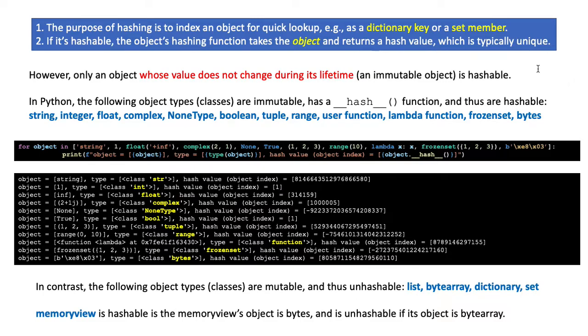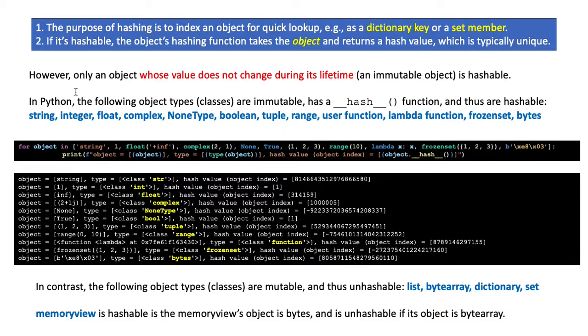The main purpose of hashing is to create an index for an object for quick lookup, for example, as a dictionary key or as a set member. If the object is hashable, the object's hashing function takes the object and returns a hash value, which is typically unique. However, only an object whose value does not change during its lifetime, we call it an immutable object, is hashable. This is because if an object's value changes, then the index cannot correctly track the object's value during its lifetime.